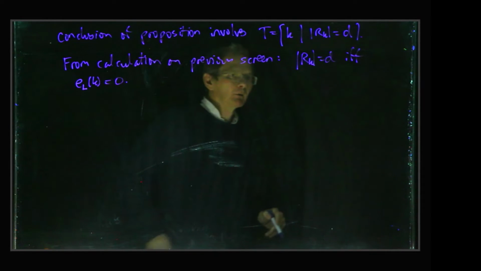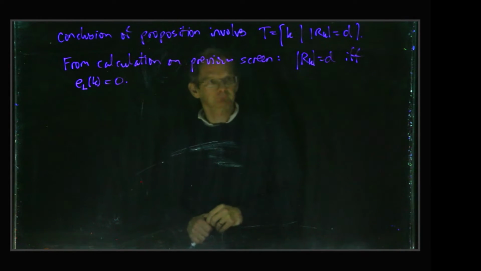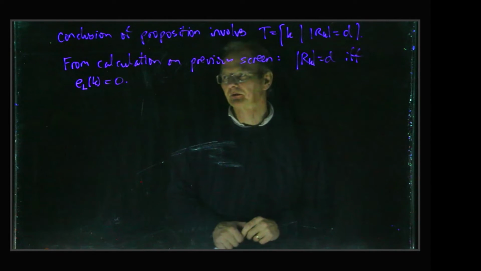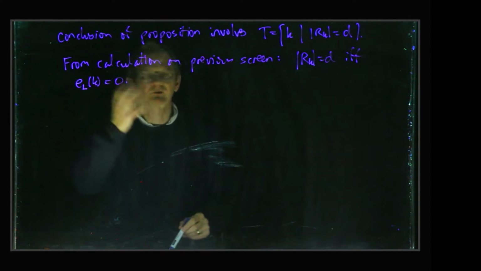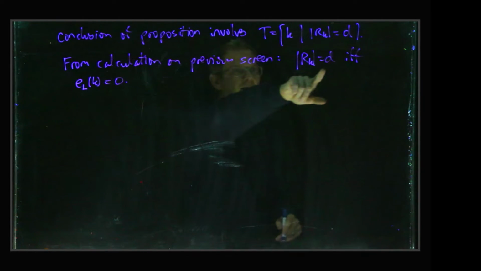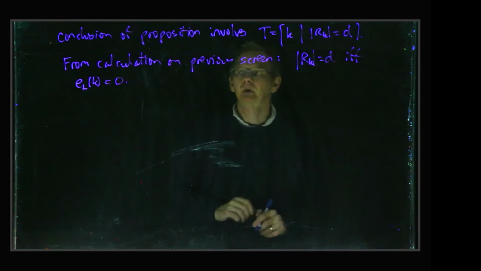Right, we proved that in checking the condition that mod Rk is less than or equal to d, we used the fact that ELK is greater than or equal to 0, and just looking back at those formulae, you see that this is just going to be an equality if and only if this thing's an equality.